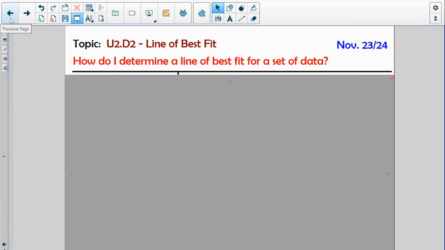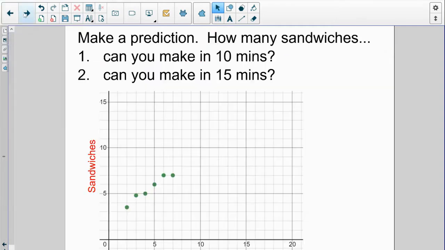So to start today, we're going to take a look at a warm-up problem. Our warm-up today says to make a prediction. So I want you to go ahead, use the graph to make these two predictions. How many sandwiches can you make in 10 minutes based on the data you are provided here? And how many sandwiches can you make in 15 minutes?